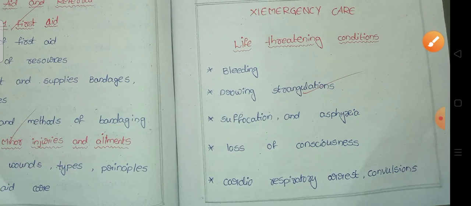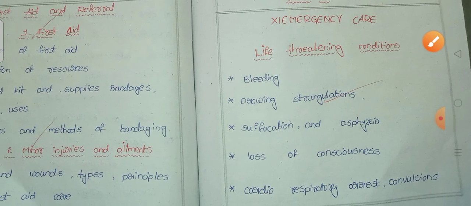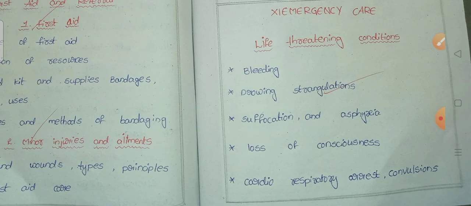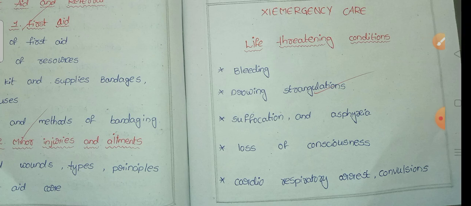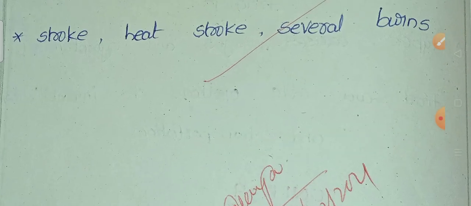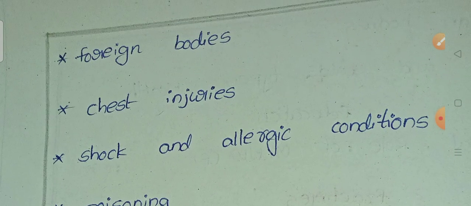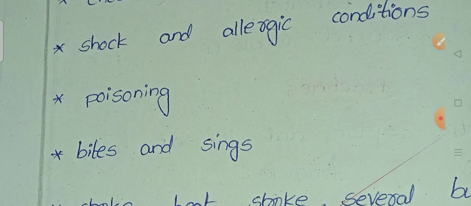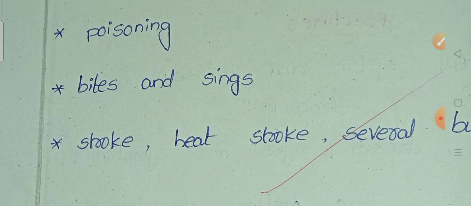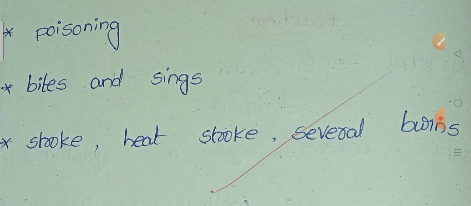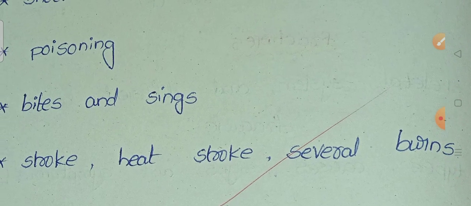Life-threatening conditions: bleeding, drowning, strangulation. Next, suffocation, asphyxia, loss of consciousness, cardiovascular arrest and convulsions. Next, foreign bodies, chest injury, shock and allergic conditions, poisoning, bites and stings, stroke and heat stroke, severe burns. So this is the overall syllabus of primary healthcare nursing for the MPHW first year students for the English medium version.